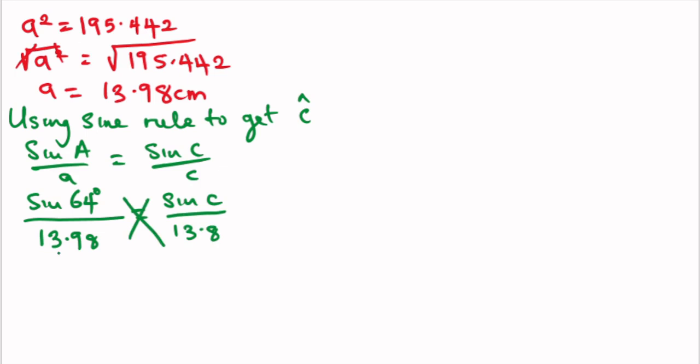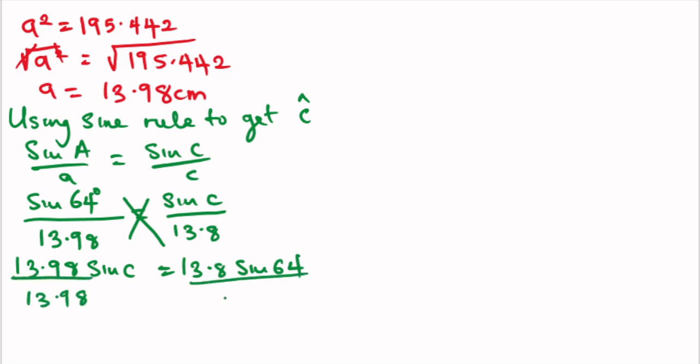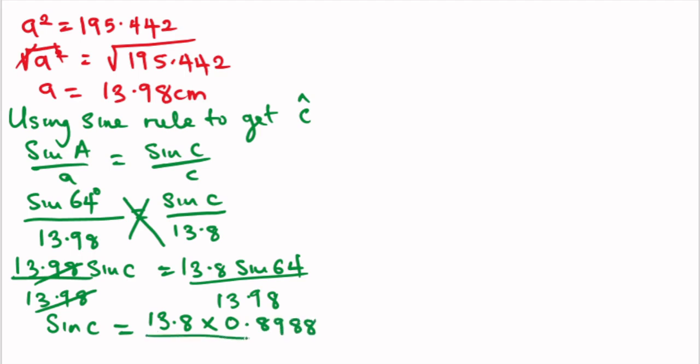So sine C times 13.98 gives us 13.98 sine C equal to sine 64 times 13.8, which is 13.8 sine 64. So divide through by 13.98. When we cancel, we'll be left with sine C equal to 13.8 times sine 64, which from the four figure table is 0.8988, all over 13.98.